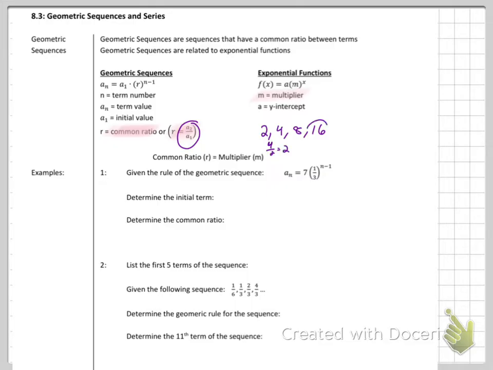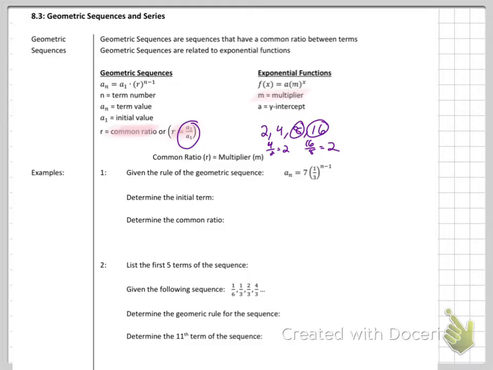But I could also take A4 and divide it by A3. 16 divided by 8. You're multiplying by 2 every time. And you would have figured that out even if we hadn't told it to you. It's pretty logical. So, given the rule of the geometric sequence, you can tell it's a geometric because of the way it's written and the exponent.